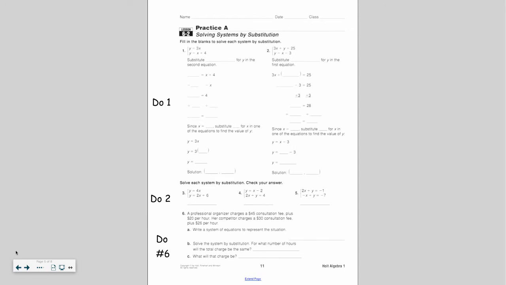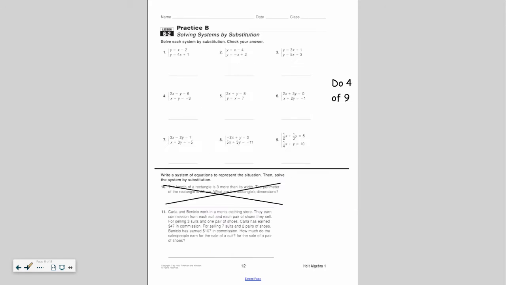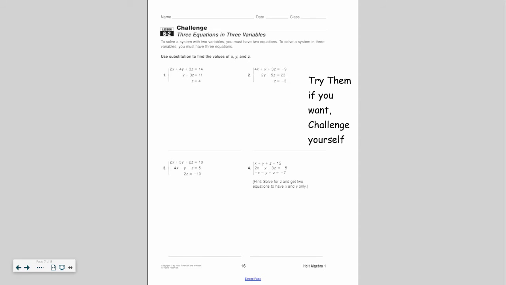On these, you're just doing one of the top two. Do 2 of those middle 2, the 3. And do number 6. For the other side, you're doing 4 of those top ones. Number 11. And if you get there, you can try them.